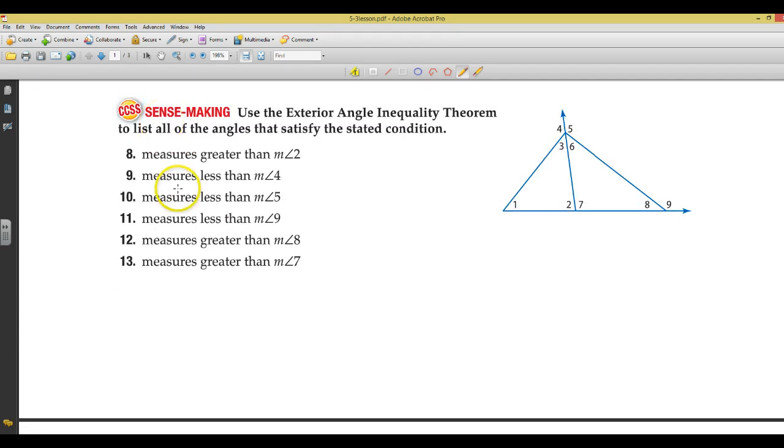Use the exterior angle inequality theorem to list all the angles that satisfy the stated condition. Number 9, measures less than the measure of angle 4. Angle 4 would be an exterior angle to this triangle. So its two remote interior angles would be less than it. So that's these two angles right here, 1 and 2.